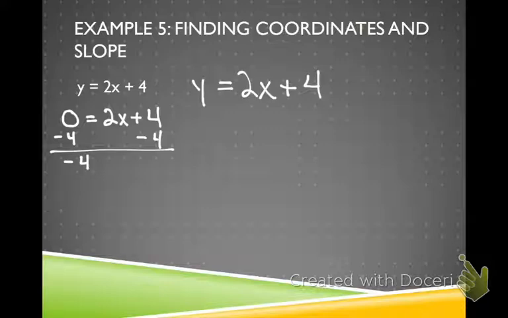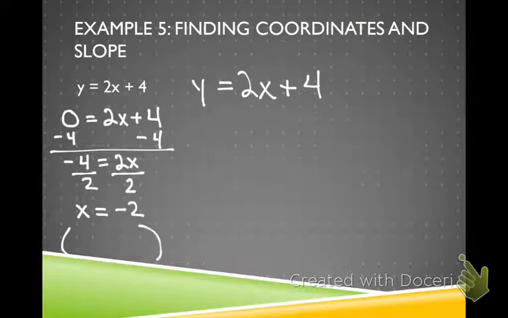Now I have negative 4 equals 2x. Okay, what do I do now? Divide by 2, both sides. And x equals negative 2. Now, can I make this into an ordered pair? Yeah, I can. My x value is negative 2, and what value did I plug in for y? 0. So there's my first ordered pair. Well, I need two ordered pairs to find slope.